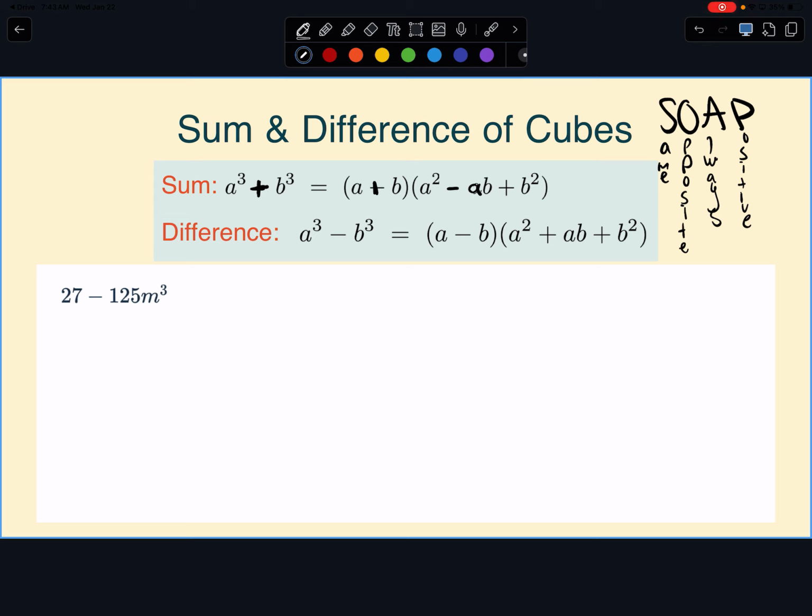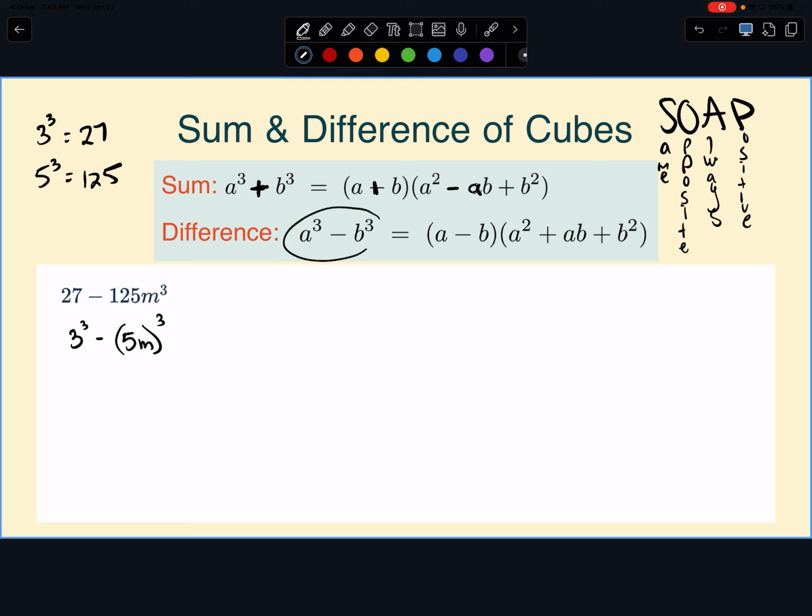So for this first example, 27 and 125 are perfect cubes. 3 cubed is 27, and 5 cubed is 125. 5 times 5 is 25, and 25 times 5 is 125. 3 times 3 is 9, and 9 times 3 is 27. So what we're looking at here is 3 cubed minus (5m) cubed.